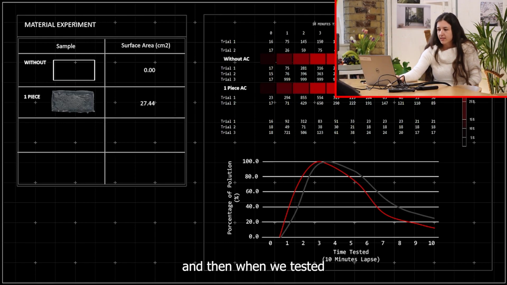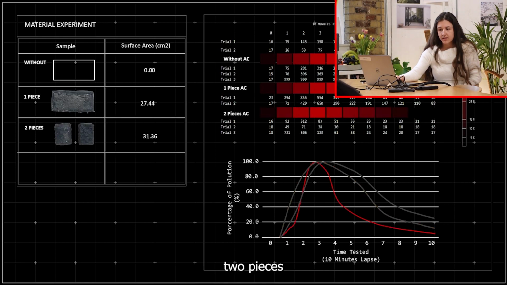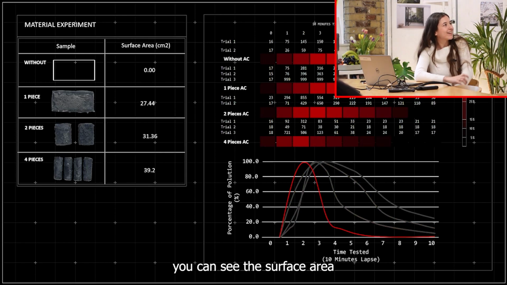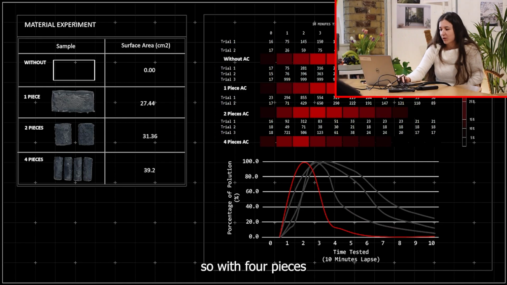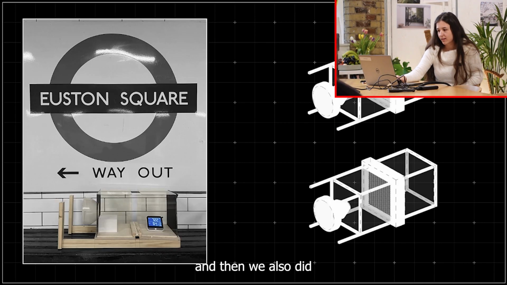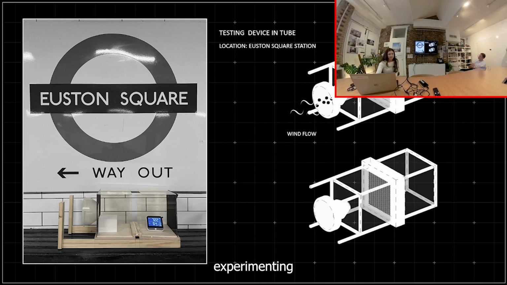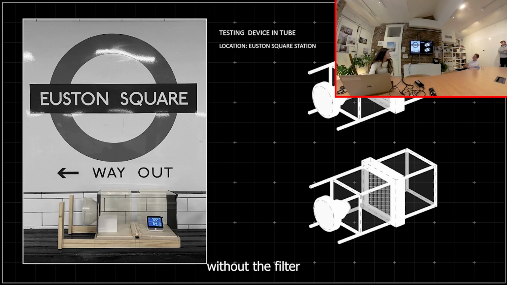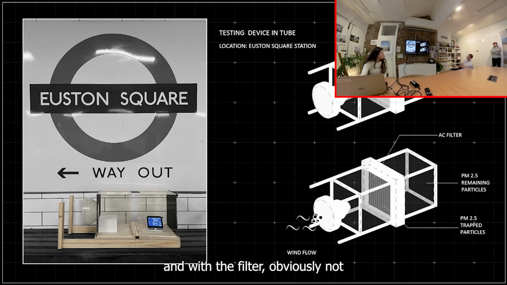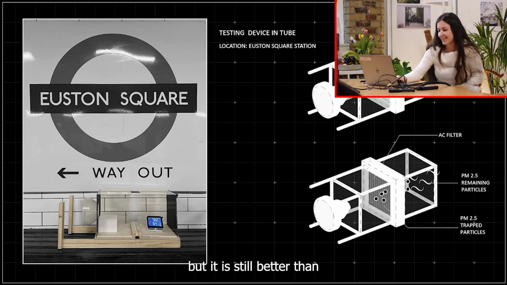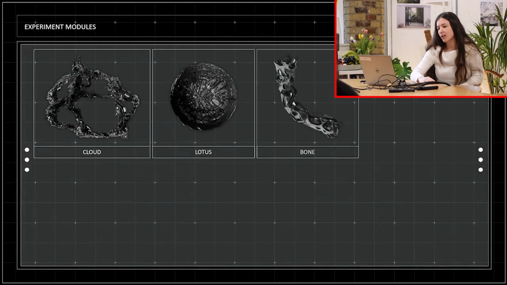Then we tested two pieces and four pieces, and here you can see the surface area. With four pieces, it dropped significantly, in almost half the time. Then we also did tests at Euston Square Station, experimenting without the filter and with the filter. Obviously, not every single particle is captured, but it was still better than without any filter.